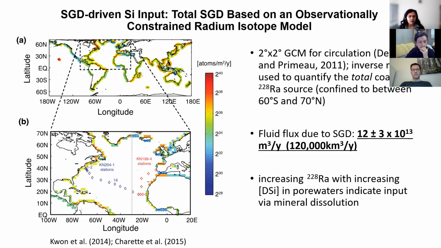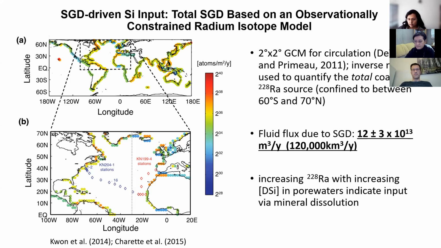We also use this estimate of total SGD based on an observationally constrained radium isotope model. And this is summarized in Kwan et al. 2014 and Charette et al. 2015. And so this inverse model quantifies the total coastal radium-228 source, which is then used to calculate your volumetric flux. And so the fluid flux due to SGD, total SGD, is about 12 plus or minus 3 times 10 to the 13 cubic meters per year.